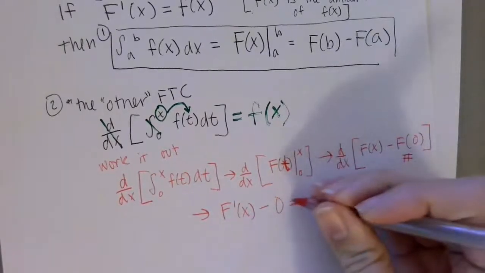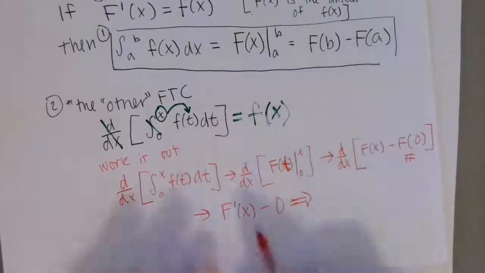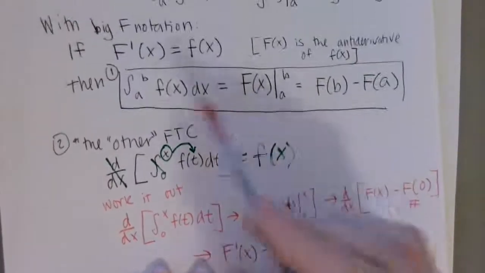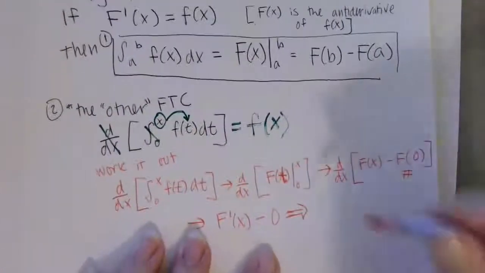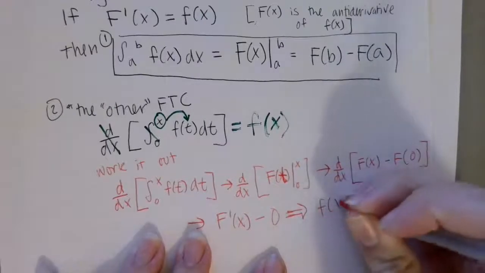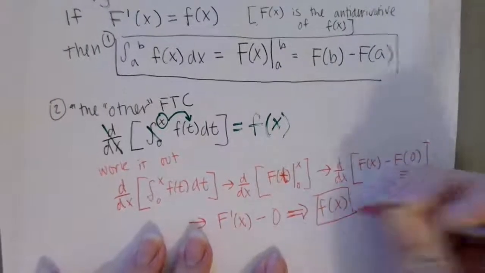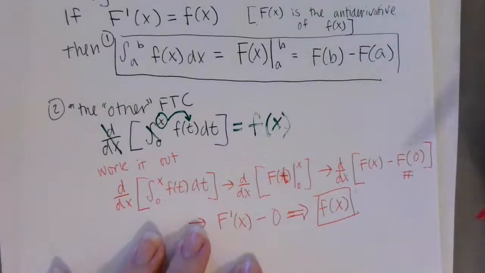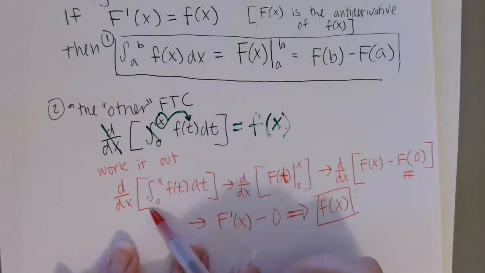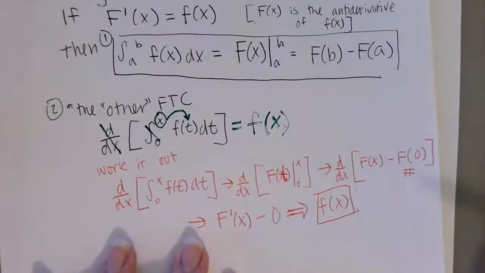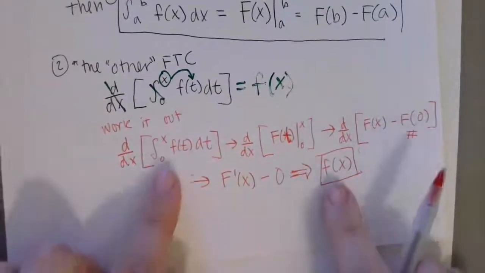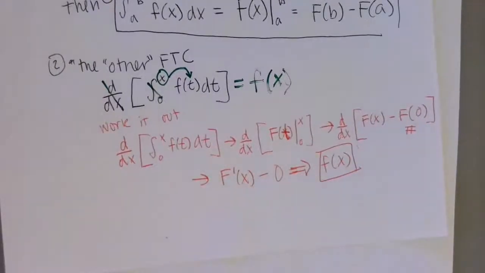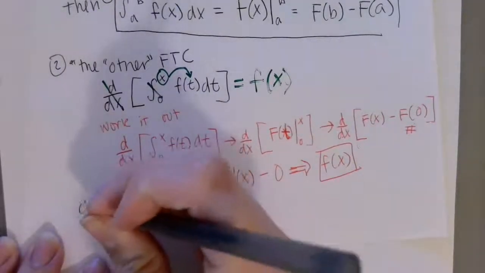But wait a minute. Big F prime of x, we were told that big F prime is little f. This is little f of x, which is what we said the answer to this problem was in the first place. The derivative of the integral from 0 to x of f of t dt is f of x. Same function. There's also a chain rule version.